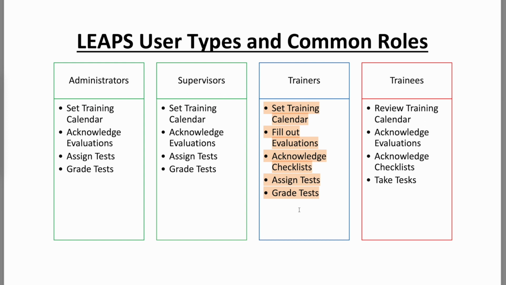Most often, those 5 roles are going to be the ability to set the training calendar. It's not something that trainers do too often in our system, but we can configure your system to give trainers the ability to set up the training calendar. That's where you're matching up a trainee with a particular trainer for a specific set of days. We do have that ability to set that up for trainers.